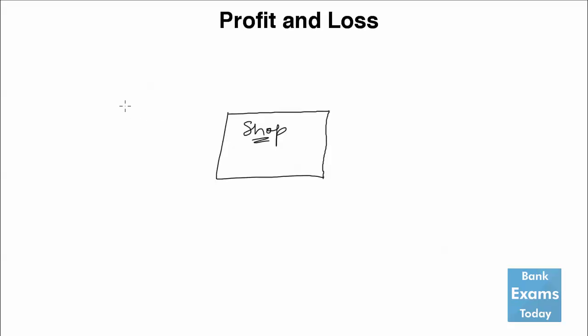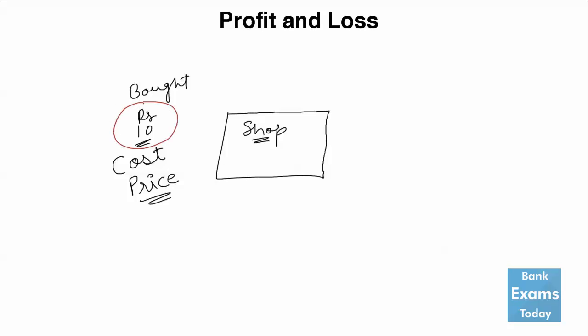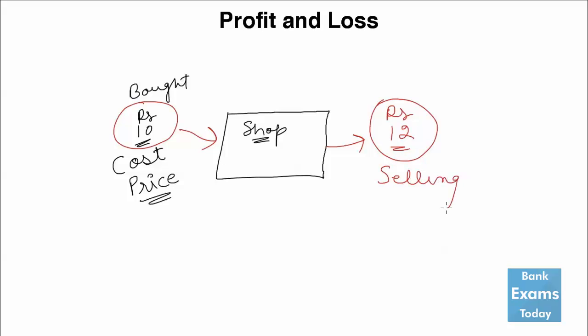and you bought a pen from the wholesaler for rupees 10. You bought a pen from a wholesaler for rupees 10, so that is your cost price. So rupees 10 is your cost price. Now you're selling one piece of pen for rupees 12. Now rupees 12 is your selling price. And that rupees 2 is your margin, and that is your profit.